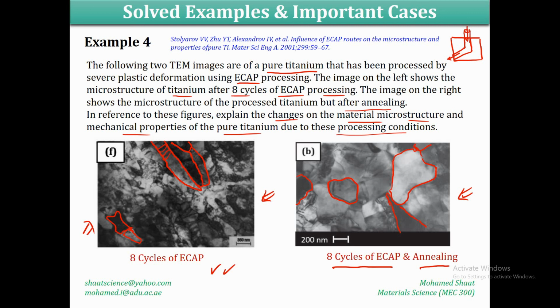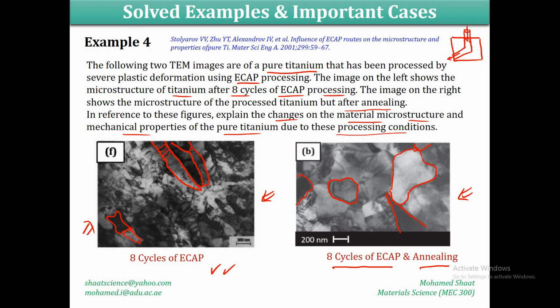In addition, these grains are kind of equiaxed, they are not elongated anymore. In addition, the contrasts in the color indicate that we do have a relief in the lattice strain, we do have a decrease in the dislocation density upon annealing. So these are the changes over the material microstructure that we should expect based on these two figures.